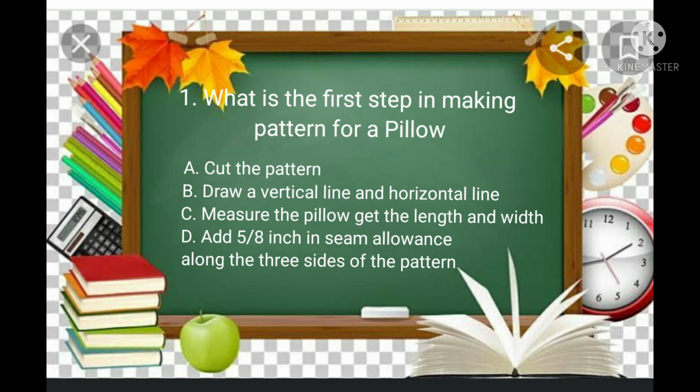Number 1. What is the first step in making the pattern for a pillow? A. Cut the pattern. B. Draw a vertical line and horizontal line. C. Measure the pillow, get the length and the width. D. Add 5/8 inch in seam allowance along the 3 sides of the pattern.